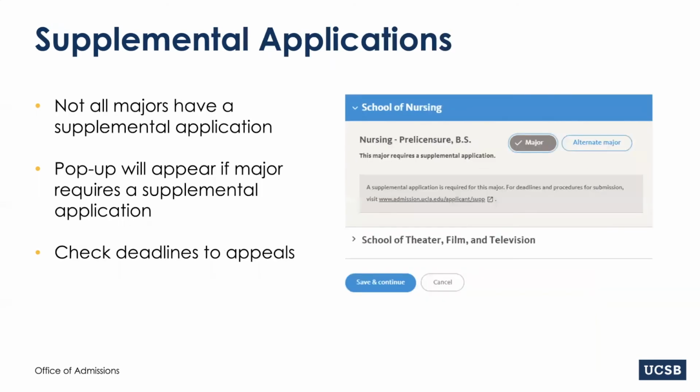Some UC campuses have specific programs or colleges that require a supplemental application as part of their admissions process. If a major requires a supplemental application, a gray box will pop up when choosing that program. A link to the instructions on how and when to complete the supplemental application will be available on that gray box. For questions about any supplemental applications, please contact the UC campus that has the major you are applying to.